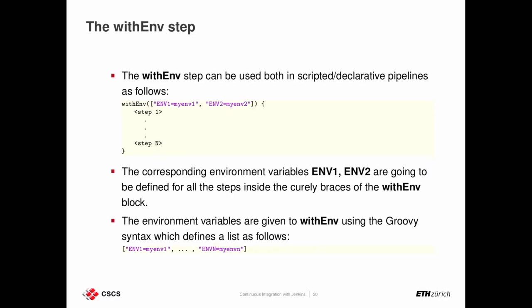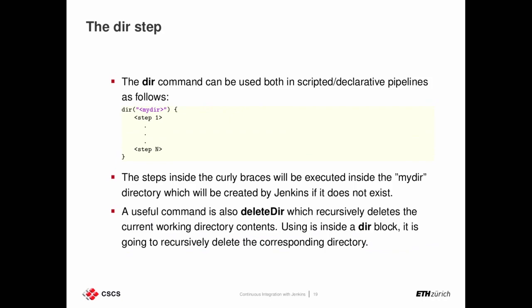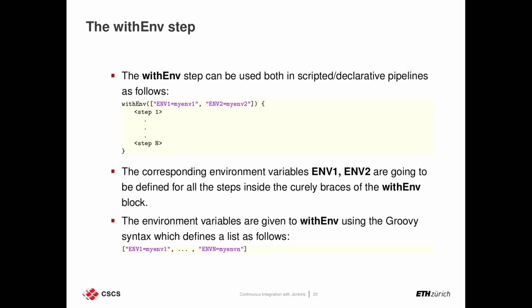Then you can add environment variables that will be valid for some particular steps. You have here withEnv. As with the dir step, withEnv is valid for both scripted and declarative pipelines. So here you specify, in a Groovy list syntax, the environment variables and their values. The steps that are executed within the withEnv block here will have access to these environment variables.